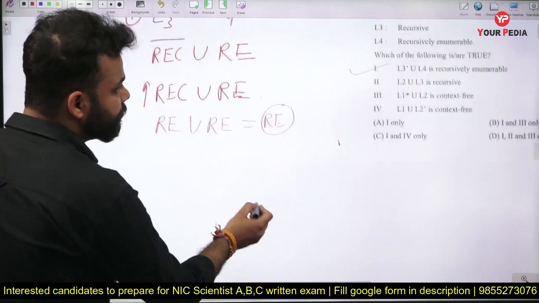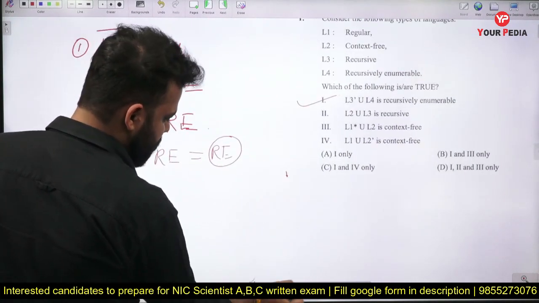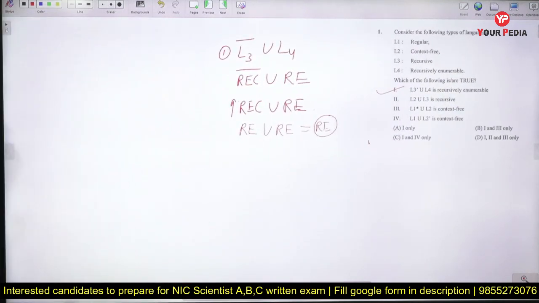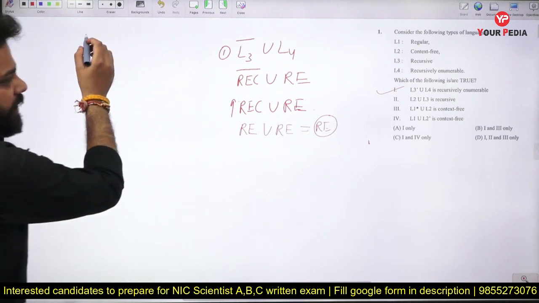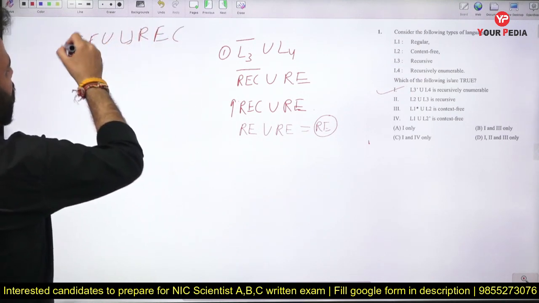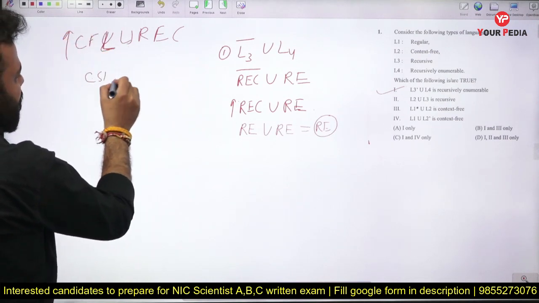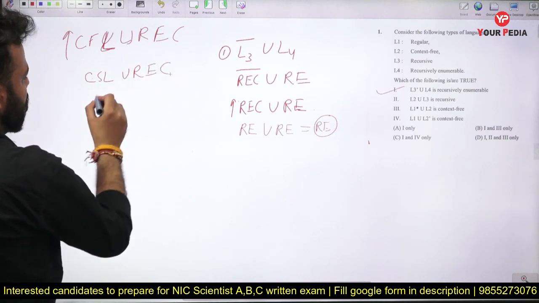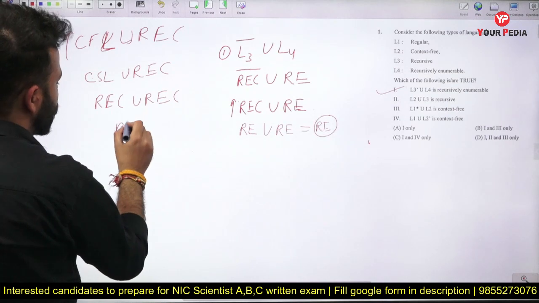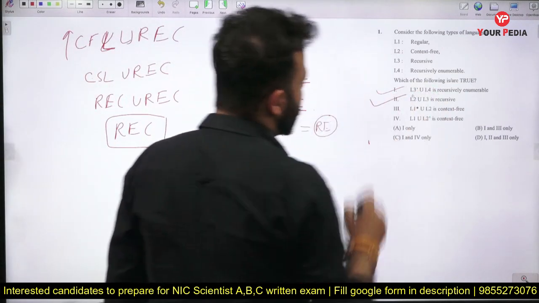Second is L2 union L3, which is CFL union REC. Now we have to up the level for this one because these two are not same. So when you up the level, CSL union REC, again not same, you will again go one more level, REC union REC. Now these two are closed under union, so this will be recursive, true.